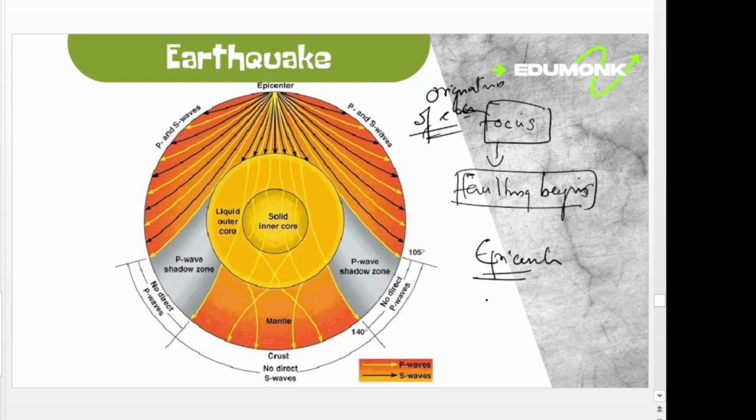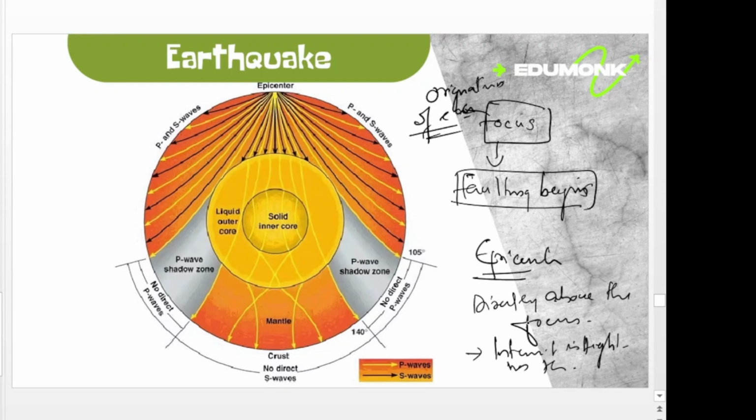Then the second term is epicenter. Epicenter is the point which is directly above the focus. That is known as epicenter. That means the intensity of the earthquake is highest in this epicenter.